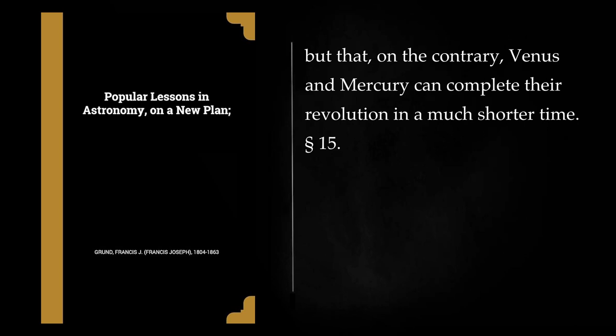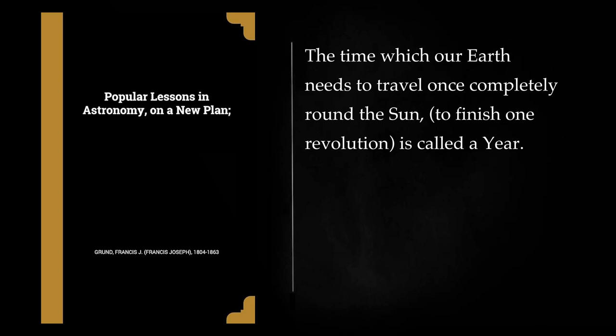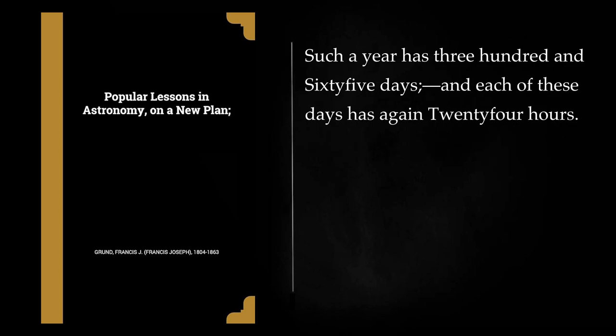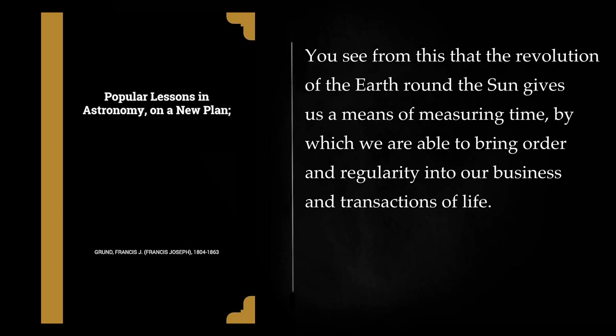Section 15. The time which our Earth needs to travel once completely round the Sun, to finish one revolution, is called a year. Such a year has 365 days, and each of these days has again 24 hours. You see from this that the revolution of the Earth round the Sun gives us a means of measuring time, by which we are able to bring order and regularity into our business and transactions of life.